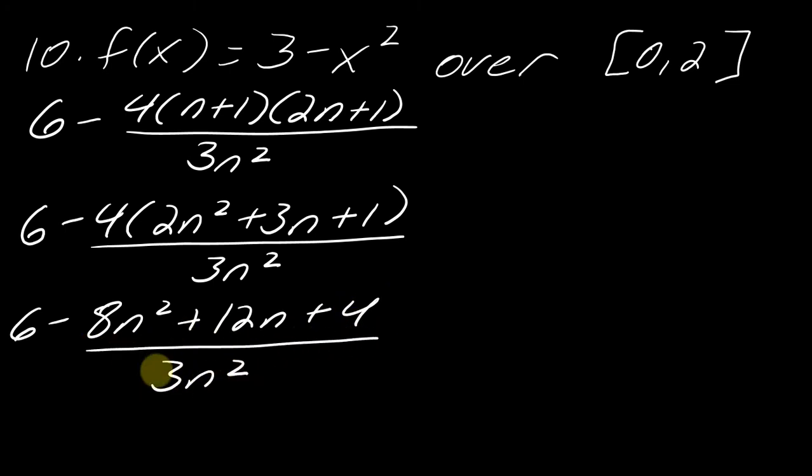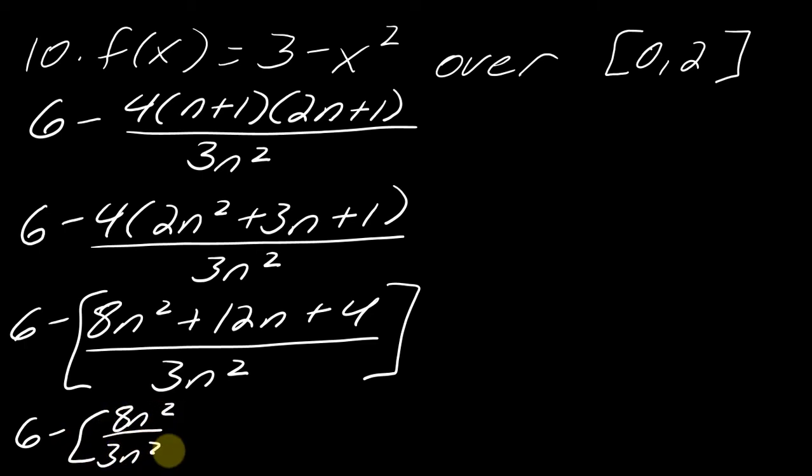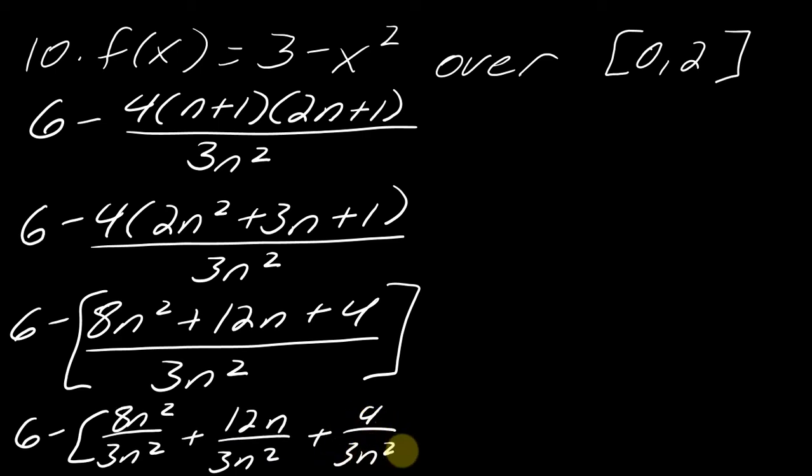Okay, so be careful with this minus right here. I'm now going to break up this fraction, and I need to distribute this minus to the whole thing. So I'm actually going to just put in a set of square brackets here so I don't forget. So this becomes 6 minus, so this is 8n squared over 3n squared, 12n over 3n squared, and 4 over 3n squared. And so now I can go ahead and simplify this.